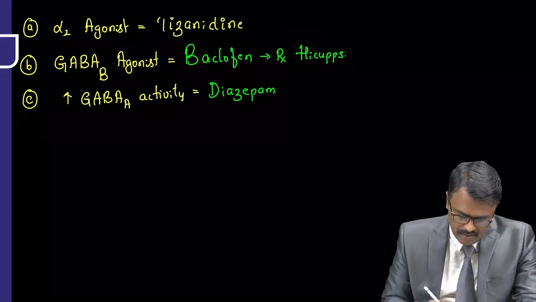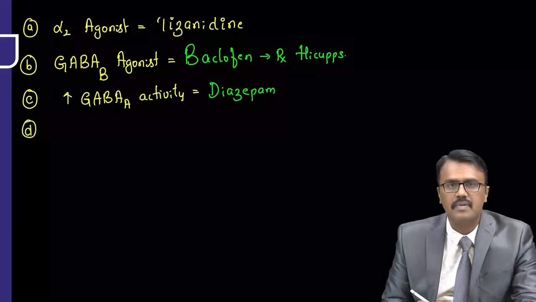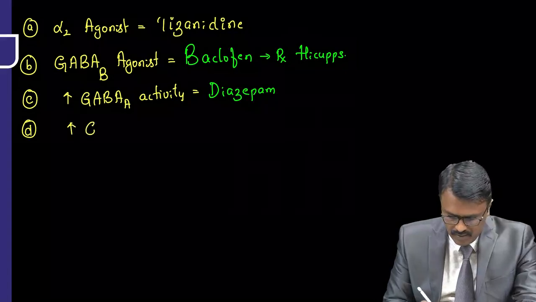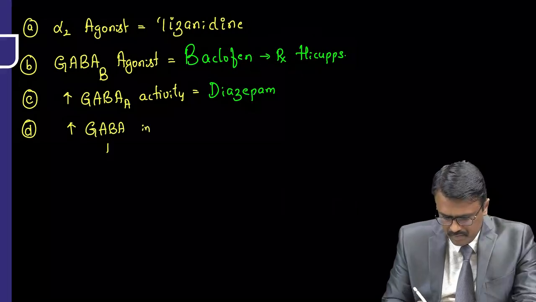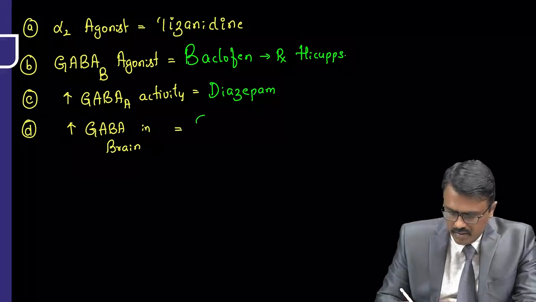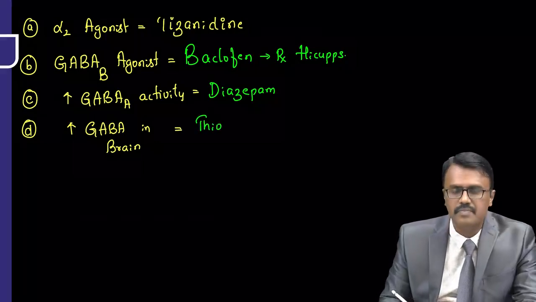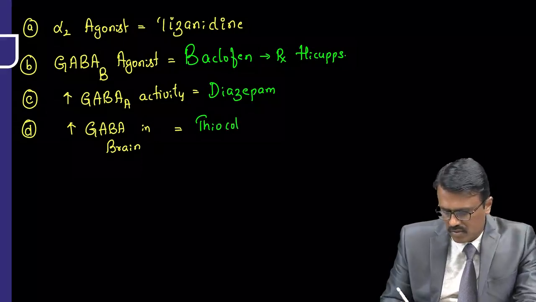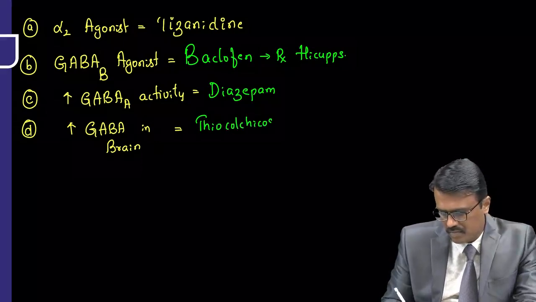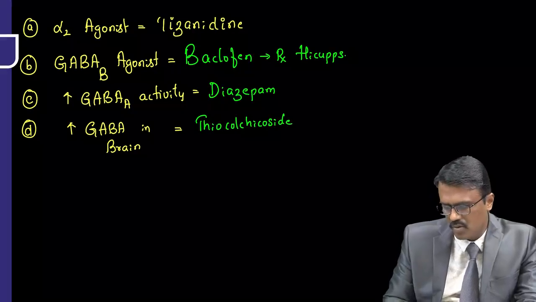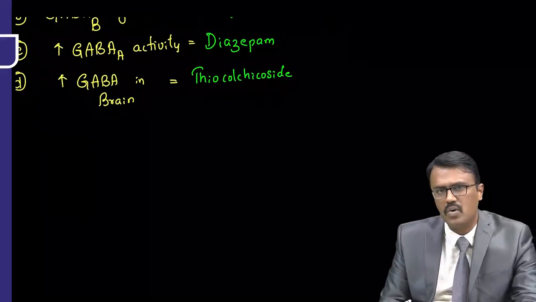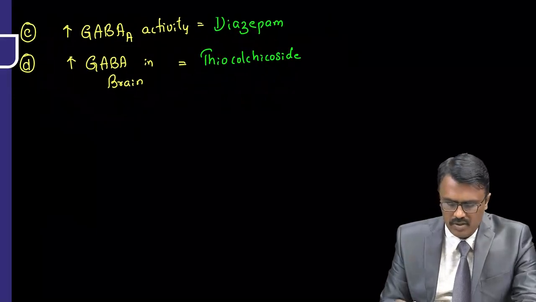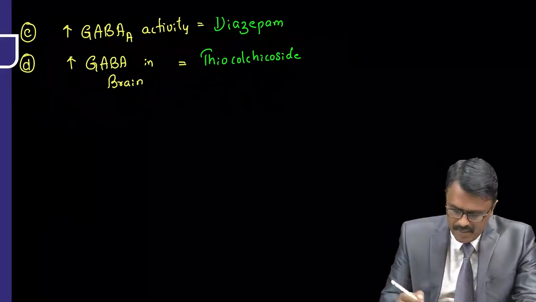Then we have the next group of drugs. They also increase the activity of GABA in the brain. The name is thiocolchicoside. Thiocolchicoside is going to increase the GABA in the brain.